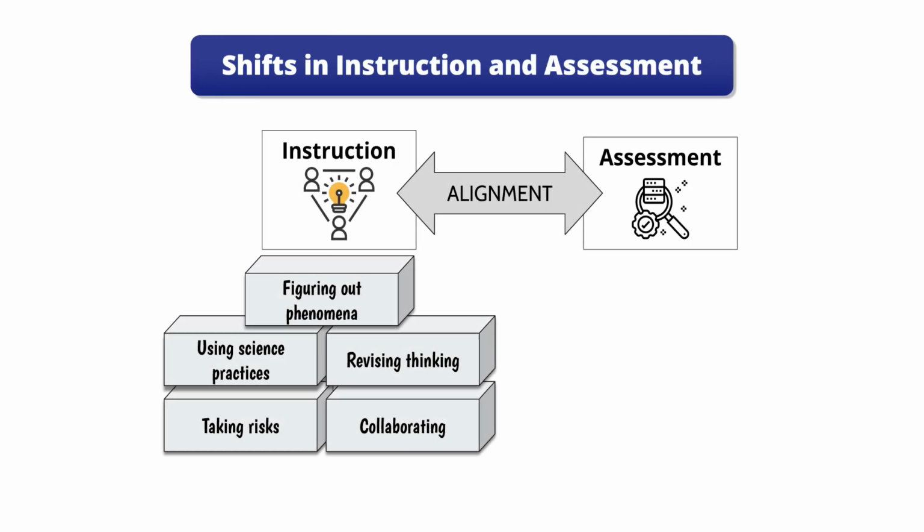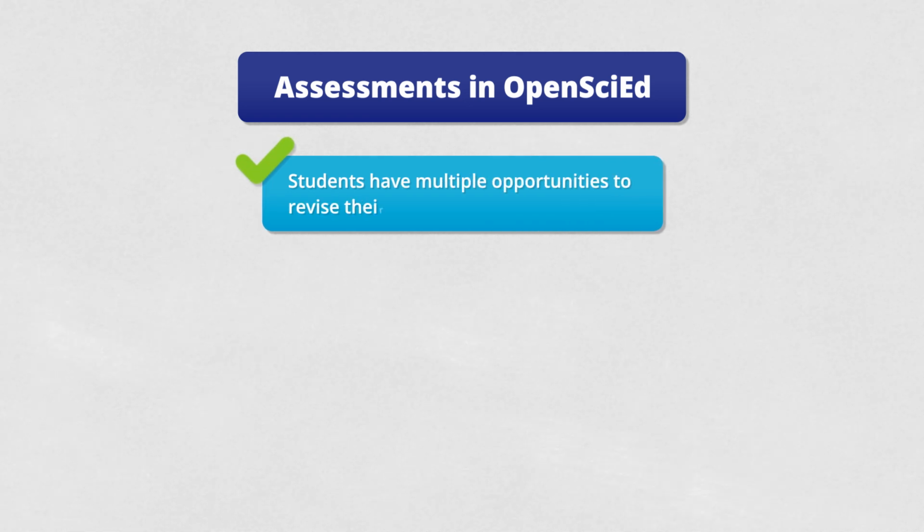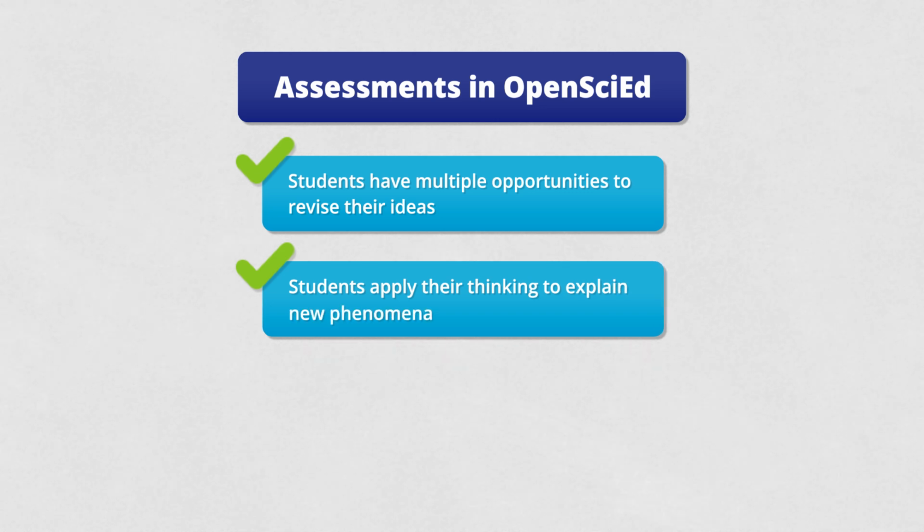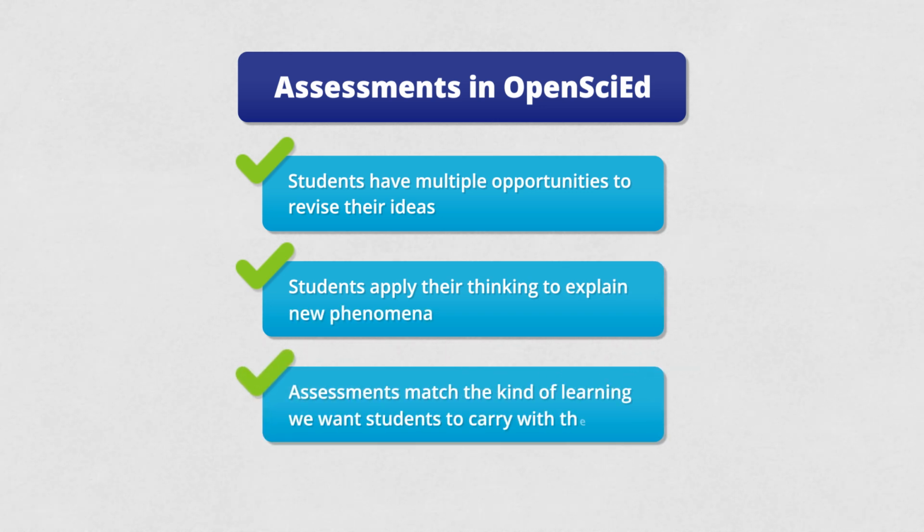On the other hand, if our instruction values figuring out phenomena, using science practices, taking risks, and revising our thinking, then our assessments have to value those things too. That's why OpenSciEd designs assessments differently. Instead of a single shot to get it right, students have multiple opportunities to revise their ideas. Instead of defining words out of context, students apply their thinking to explain new phenomena. The assessments match the kind of learning we want students to carry with them long after the unit ends.